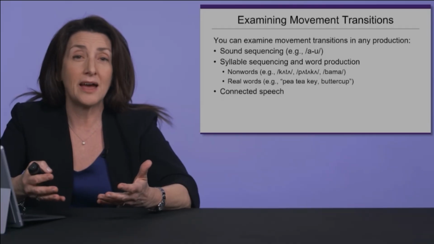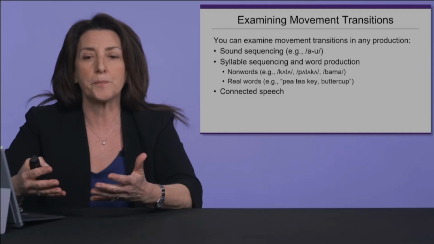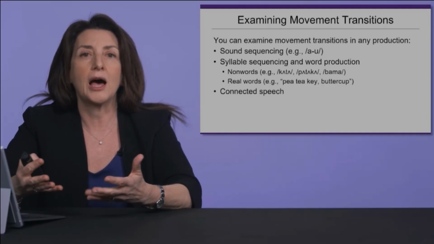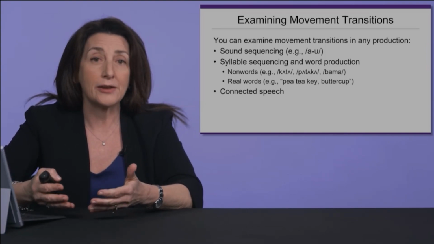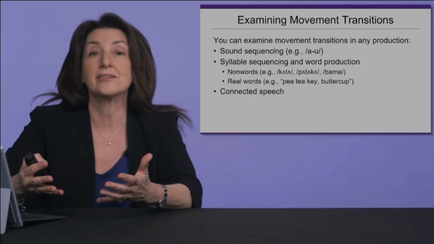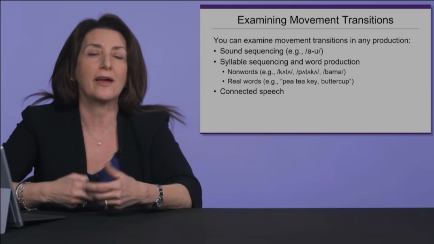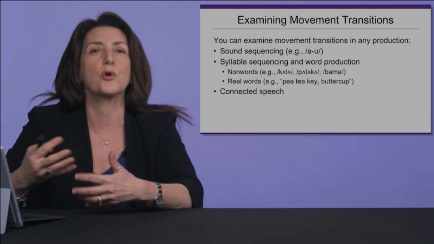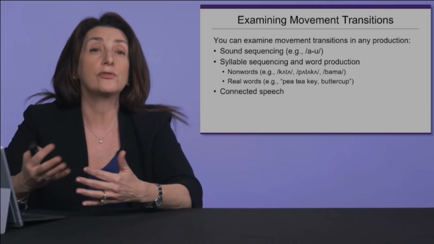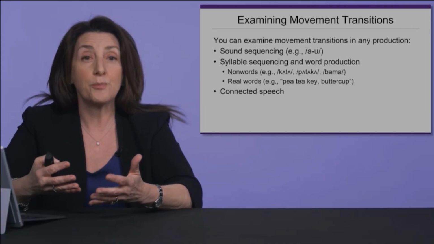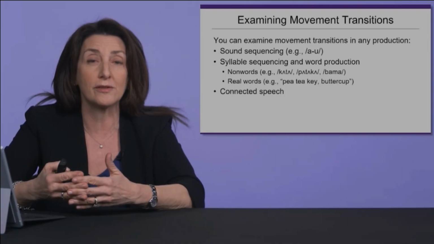In a syllable sequencing task, there are some tasks where kids are asked to produce sequences of vowels like ah, ooh, or ah, ee. We can look at that transition there. In our diadochokinetic tasks, we can also look at sound sequencing as you're going through those movement tasks, especially with the words puttycup or buttercup. We also can do that in the SRT that we just talked about, using those non-words as part of the SRT to examine whether there are smooth movement transitions.